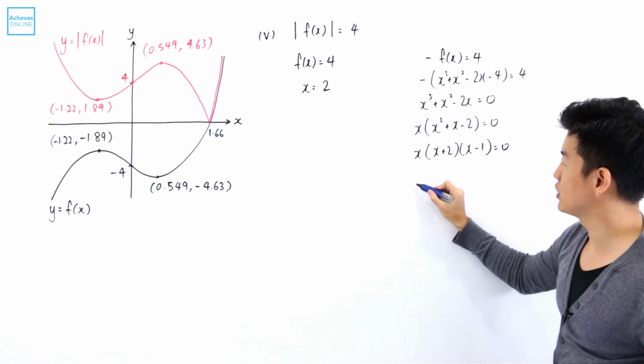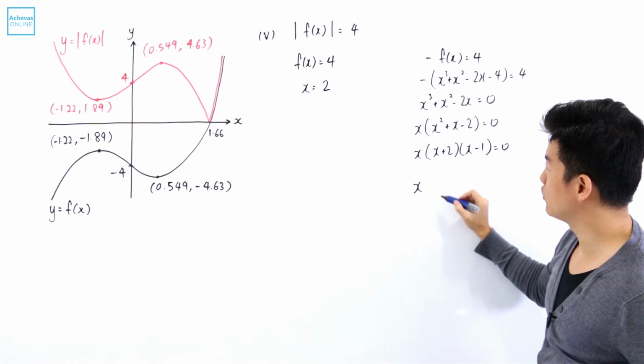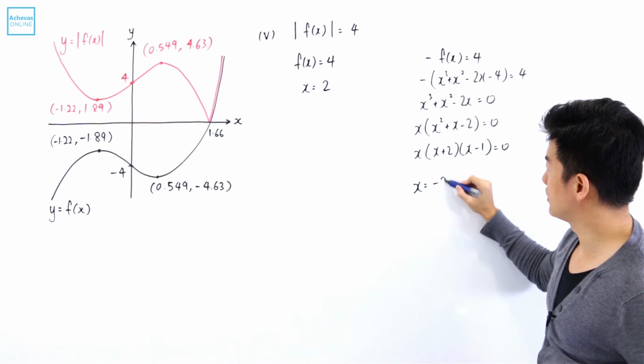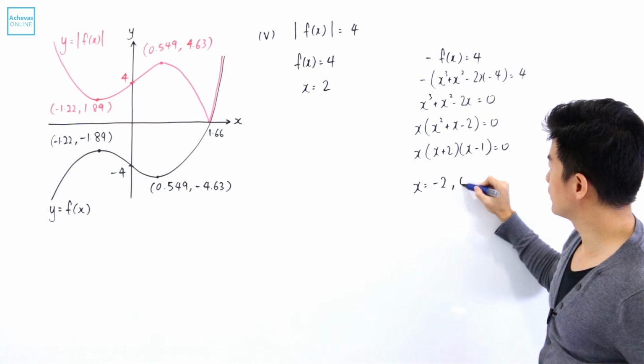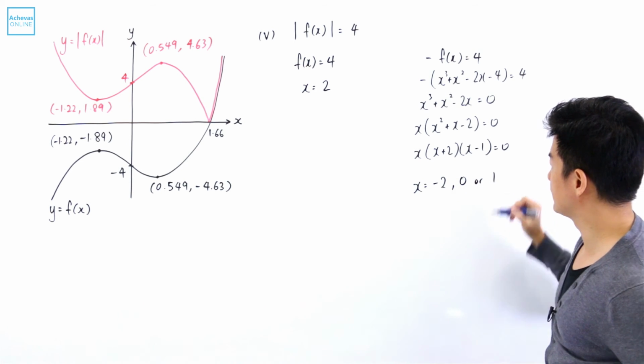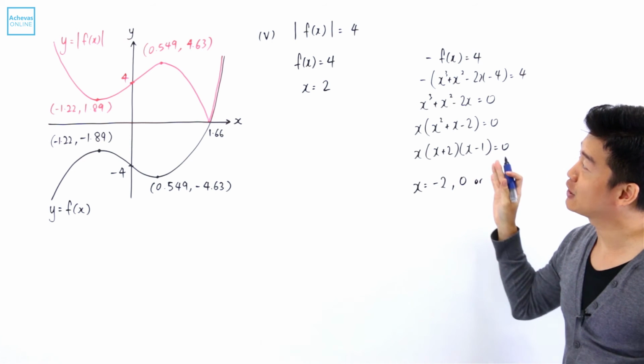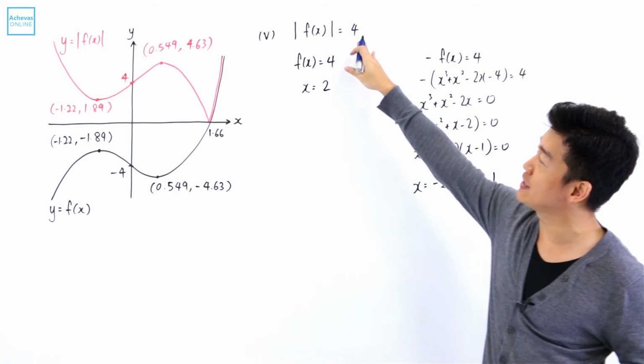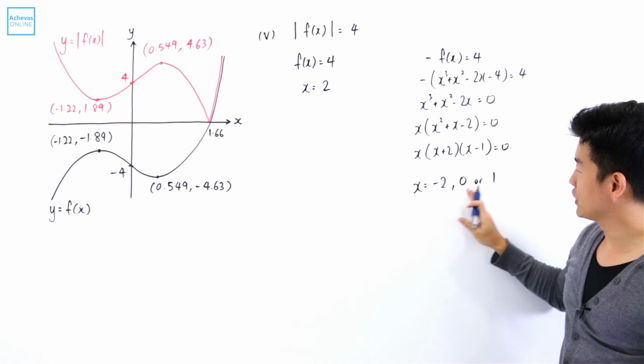So for this cubic equation, I'm going to have 3 roots. One is x is equal to minus 2, the other one is x is equal to 0, and the last one is x is equal to 1. And these are all the roots to this equation: 2, minus 2, 0, and 1.